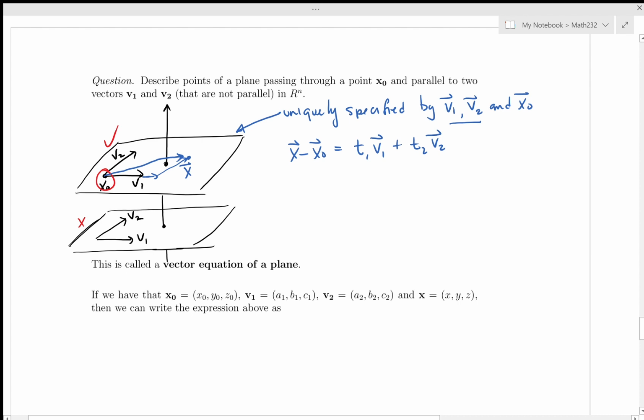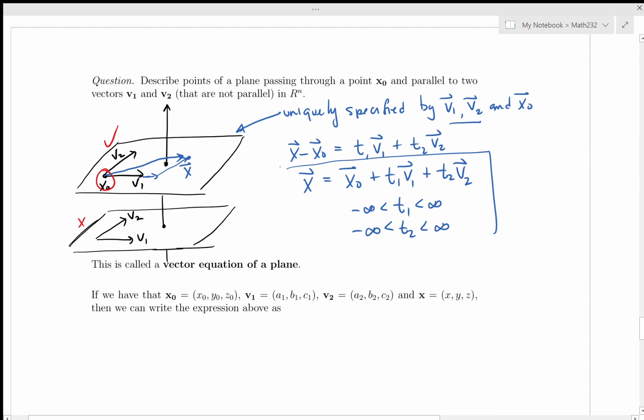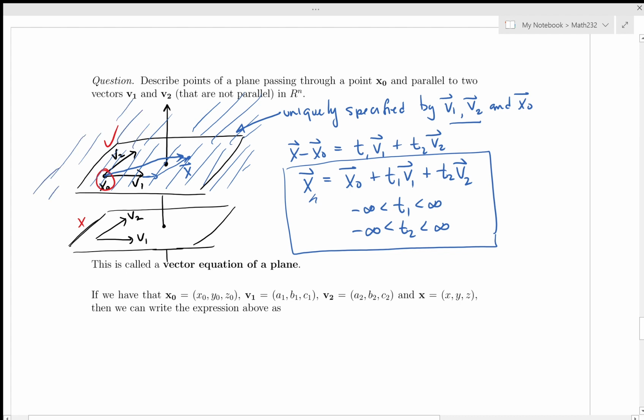So I can form that line x minus x naught as a linear combination of v1 and v2, and then I can rewrite that easily as x equals x naught plus t1 v1 plus t2 v2. And independently, I will allow t1 to range from minus infinity to infinity, and t2 to range from minus infinity to infinity. Any values that I want of t1 and t2 will give me this vector with coordinates x, y, and z that will give me all points on this plane. And the plane doesn't just end right here either. This is an infinite plane. I just can't draw that, but this is a plane that keeps going indefinitely. That is the vector equation of a plane.